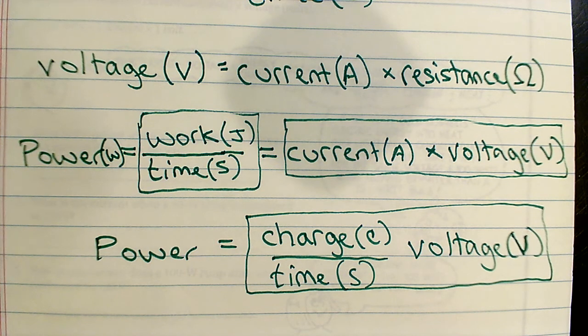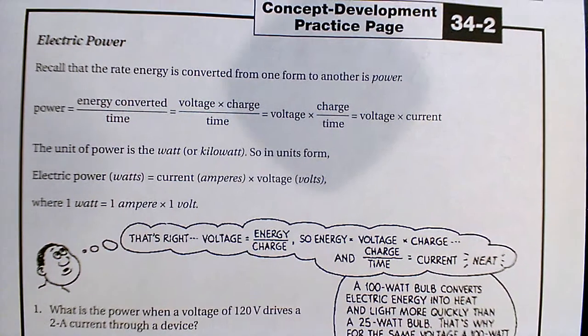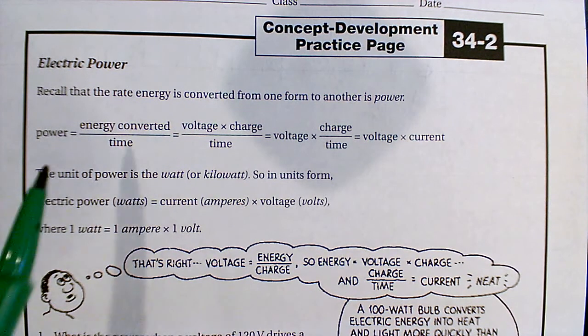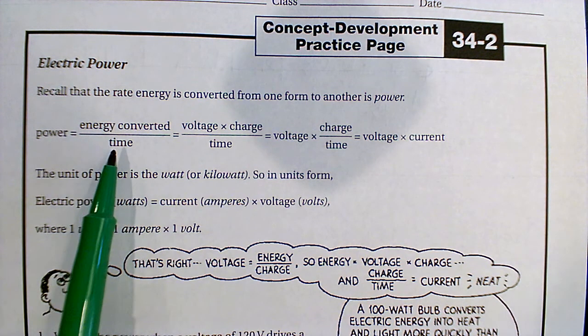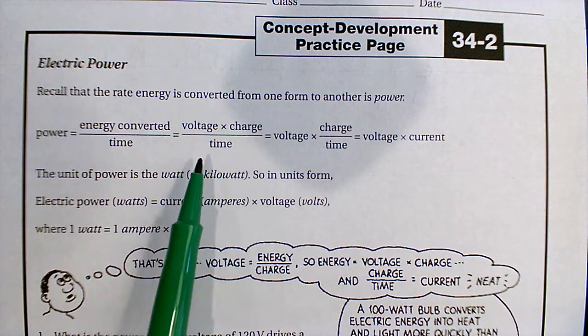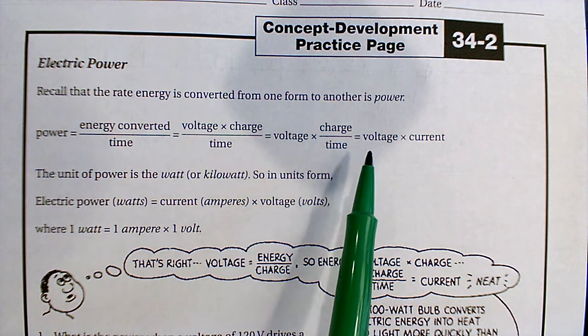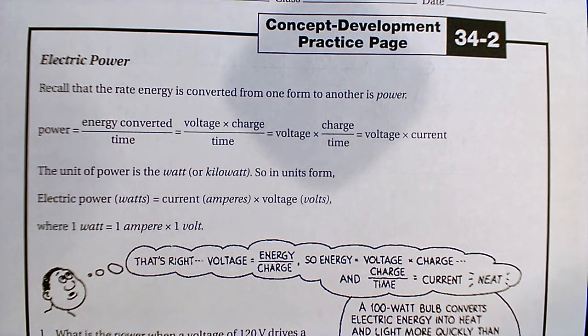And then we're going to go look at this page a little bit. They're kind of going through the same thing. I just always think it's easier to understand things if you wrote them down yourself. So power is energy converted per time, or it's voltage times charge per time, or voltage times current. There's all these things. I'm not going to do every one on this page. I'm just going to do a handful of the ones that I think are a little more tricky, so you can see them worked out.